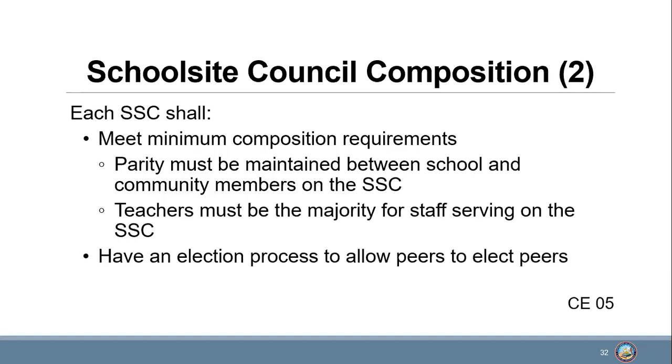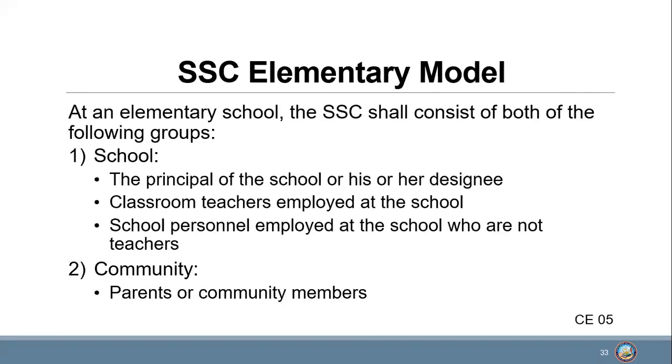Parity must be maintained, which is what I just said, 5 and 5 being equal. Of the 5 on the school side, teachers must be the majority, which in this case means 3. And every member should be elected by their peer group, meaning teachers by teachers, other staff by other staff, parents by parents. There are two models and they're very similar.